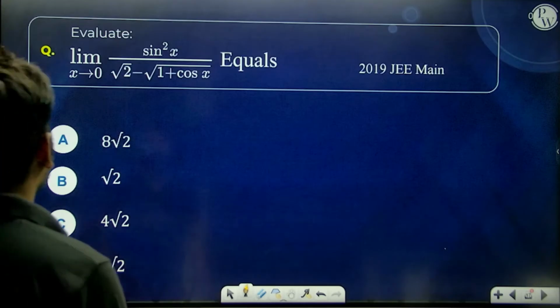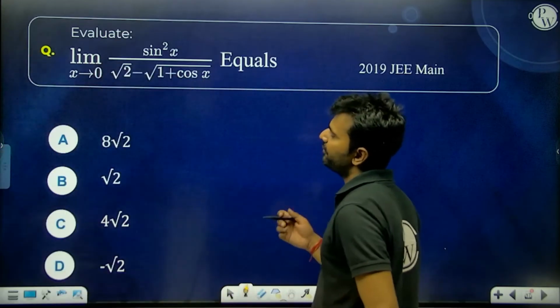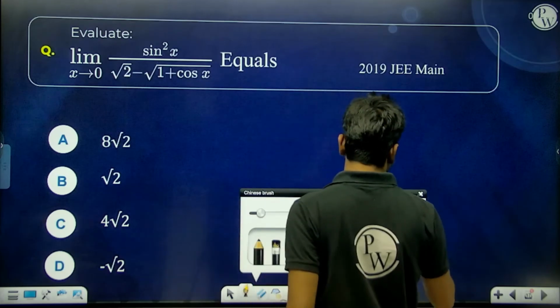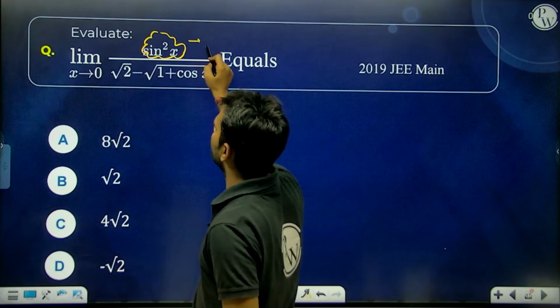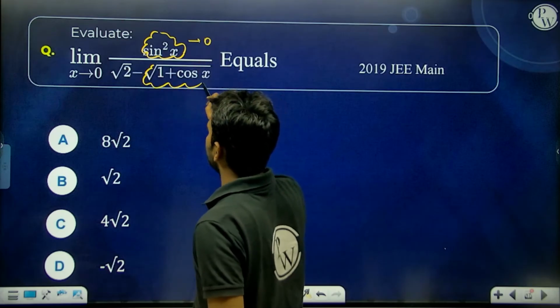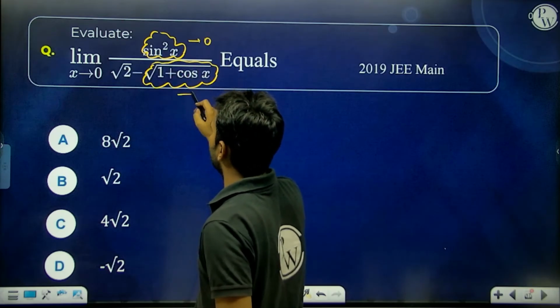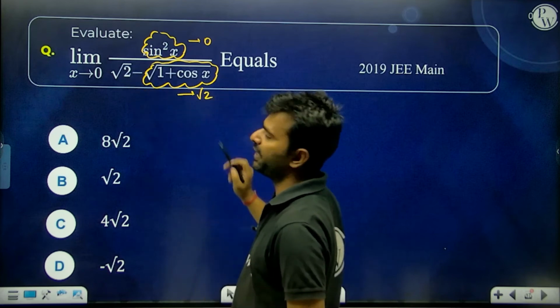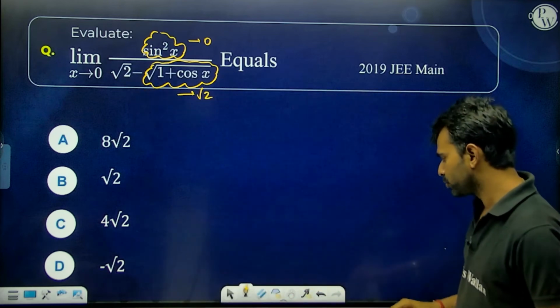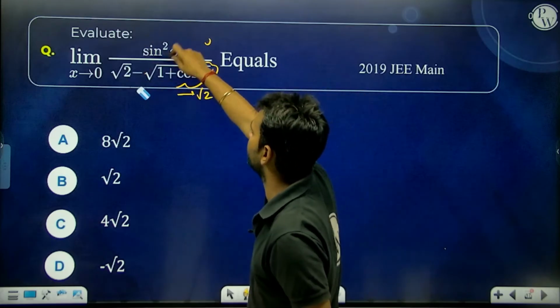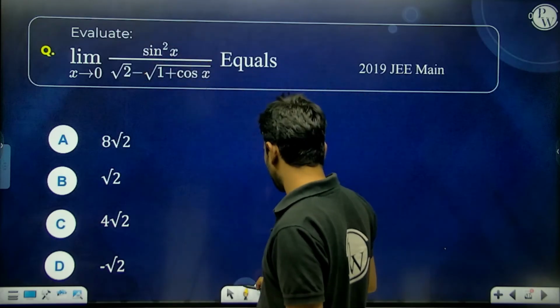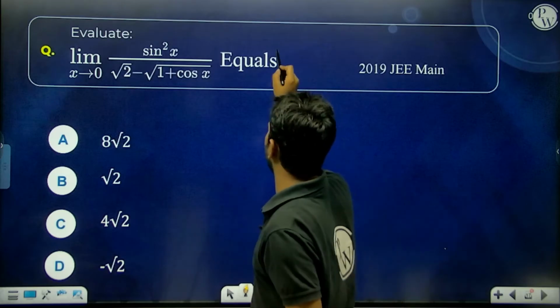Let's talk about this particular question. Whenever you see such kind of under roots in a question of limits, number one thing: when x is moving towards 0, this expression will move towards 0. This expression, as cos 0 will move towards 1, so this will move towards root 2, and in the denominator root 2 minus root 2 will move towards 0. So this is a tending to 0 upon tending to 0 kind of a form.